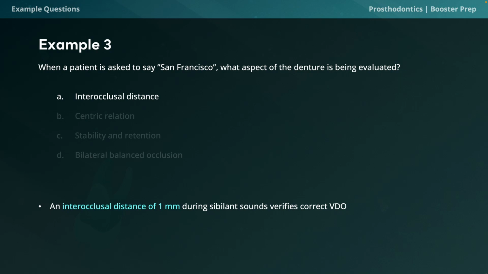Now, I actually didn't directly discuss the concept of closest speaking space in this video, but that's what this question is getting at. We typically have patients say words with sibilant sounds, such as Mississippi or San Francisco, to look for about 1 millimeter of interocclusal distance around the canine region. This is kind of a check to make sure that we have our dentures at the right VDO.